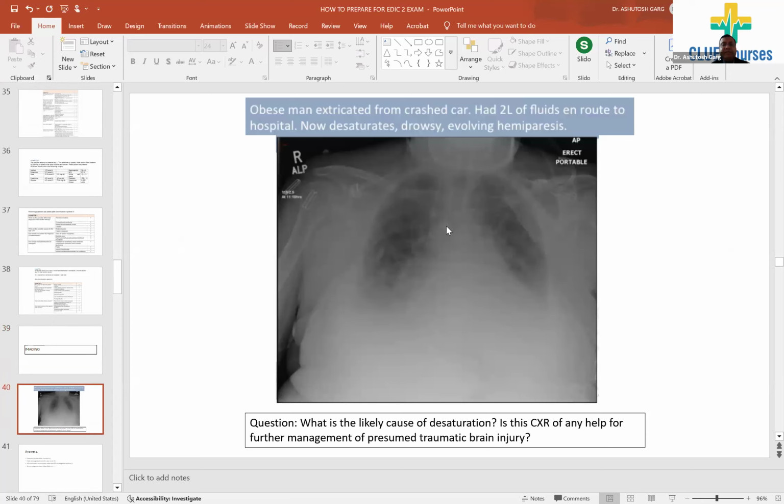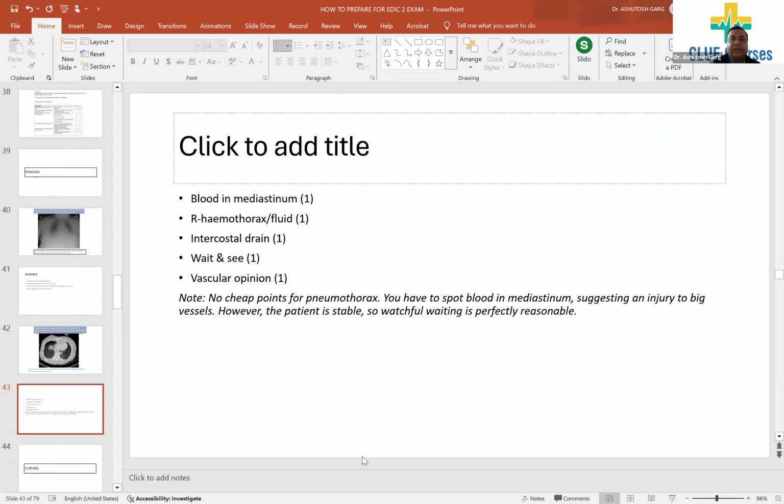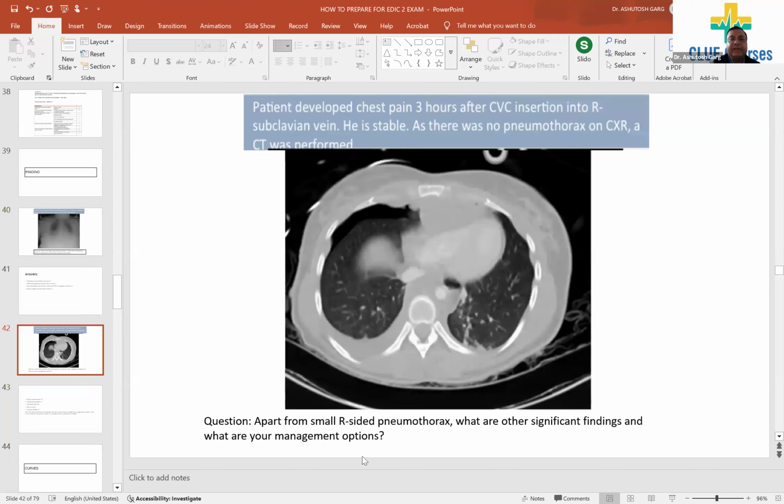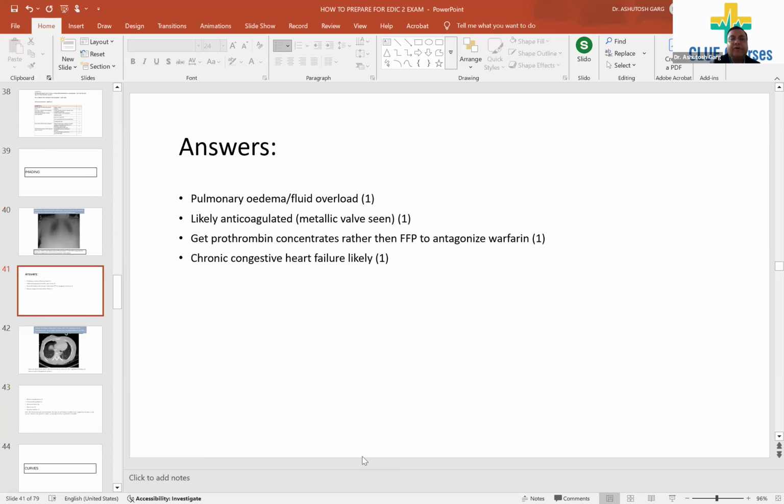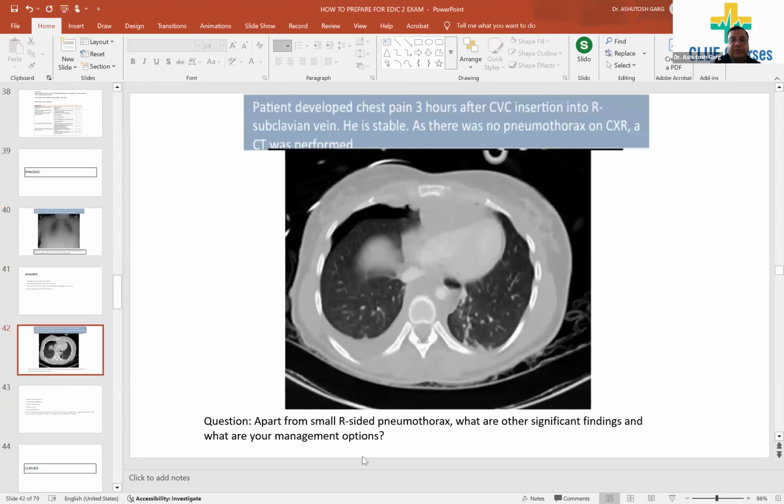In imaging, they will give you a question. Obese man extracted from crashed car, had 2 liters of fluids en route to hospital, now desaturates, drowsy, evolving hemiparesis. Question is, what is the likely cause of desaturation? Is this chest X-ray of any help for further management of presumed traumatic brain injury? So you will give the answer like that: pulmonary edema, fluid overload, anticoagulated. So you will get marks for those answers.